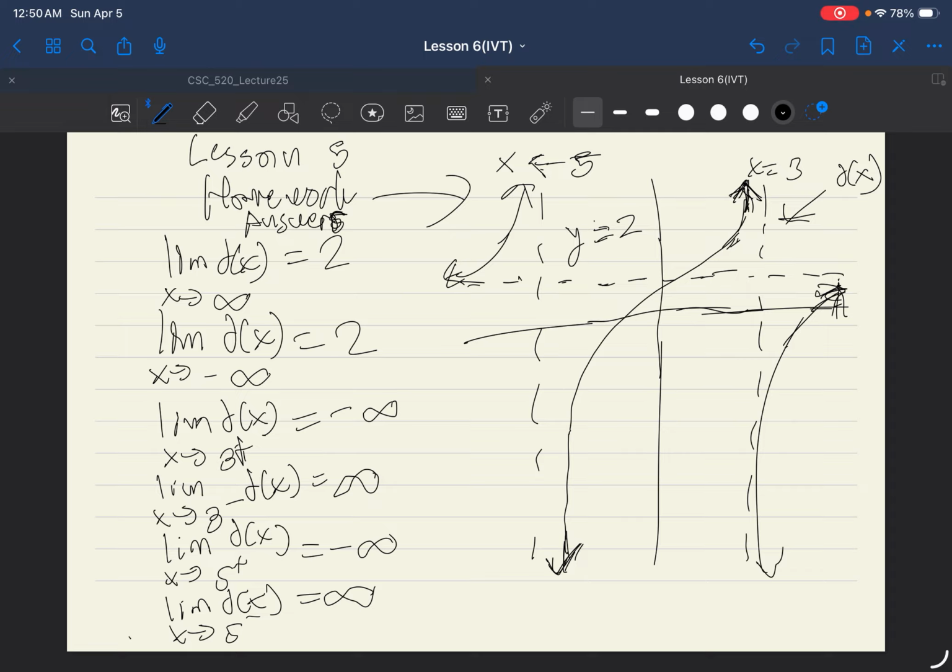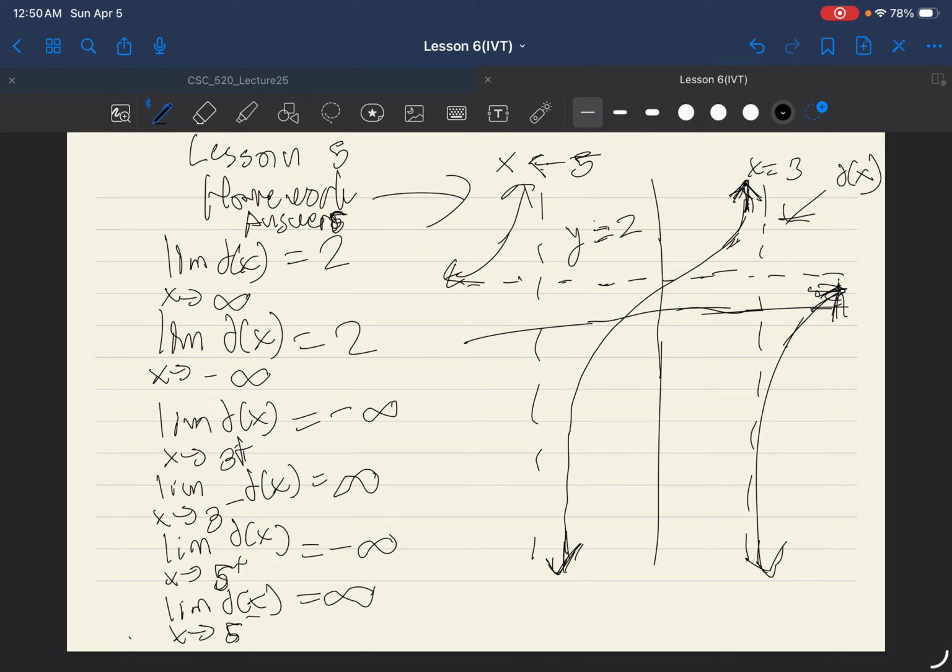This is going to be lesson 6. We're going to be talking about the intermediate value theorem today. But for now, let's review the homework answers. So if you did the homework yesterday, you'll know what I'm talking about. These are the answers to the homework for anyone who wanted to know them.